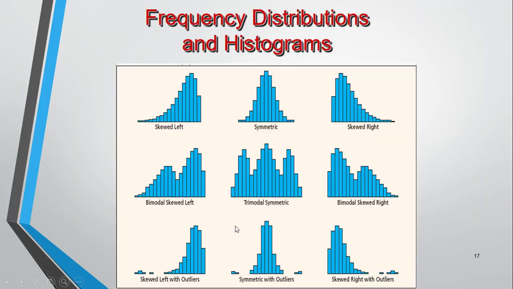Okay? This one here is unimodal right here, and also skewed left. But there are some observations way up here on the left. We call this skewed left with outliers. These are the outliers. Okay? And then there's a skewed right with outliers, and then the symmetrical with the outliers on both sides. Okay?